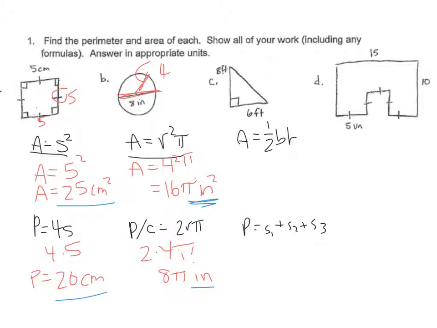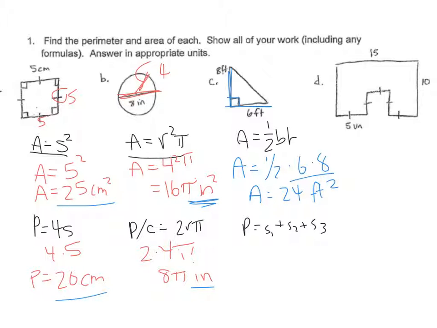The third one is our triangle. Where it is a 90 is where the base and the height are. So area equals 1/2 times 6 times 8. Half of 48 is 24. So it's 24 feet squared.